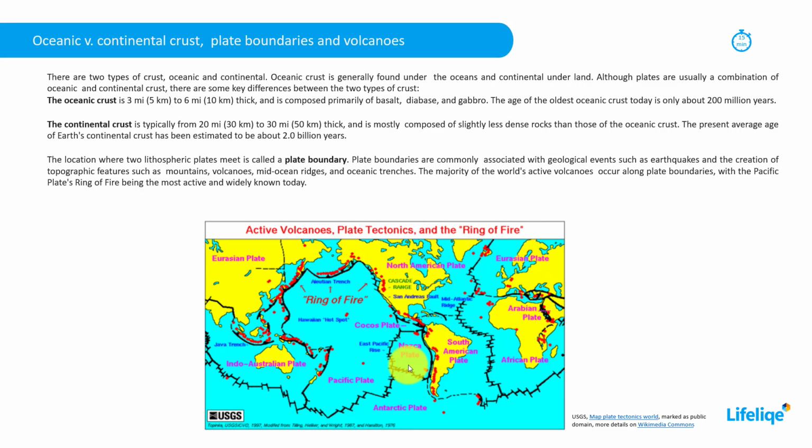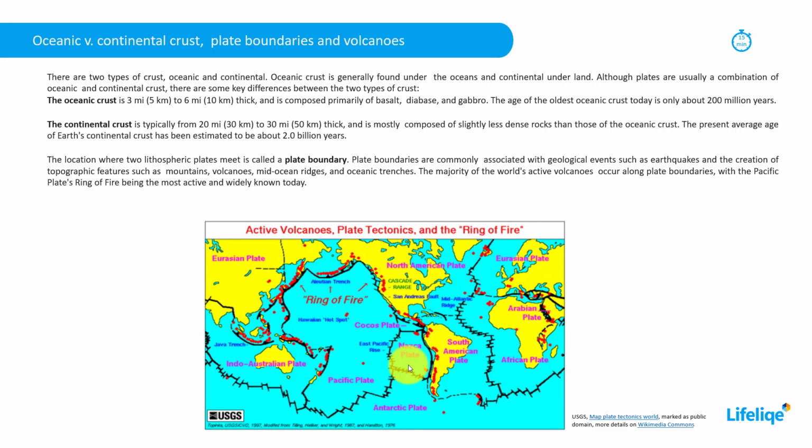Continental crust, on the other hand, is 20 to 30 miles thick, and it is composed of slightly less dense rocks than those of oceanic crust. The present average age of Earth's continental crust is estimated to be about 2 billion years old. So the crust that we experience and see on landforms is much older than oceanic crust. And in fact, at the divergent spreading ridges or divergent plate boundaries in the oceans is where new crust is formed and appears on Earth's surface.